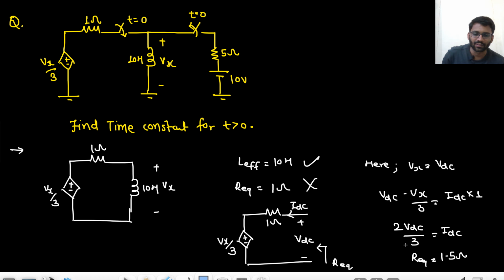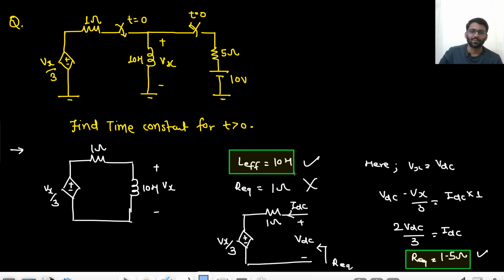Let me just check if I have done the calculation right or not. This is VDC minus Vx by 3. So 2 VDC by 3 is equal to IDC, so 3 by 2. Yeah. So R equivalent is 1.5 ohm, not 10 ohm, not 1 ohm. Okay. So what is my tau now?